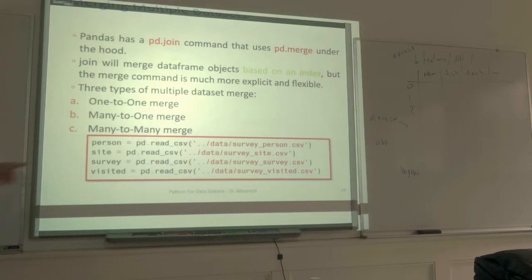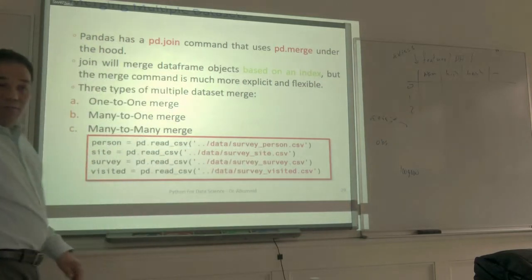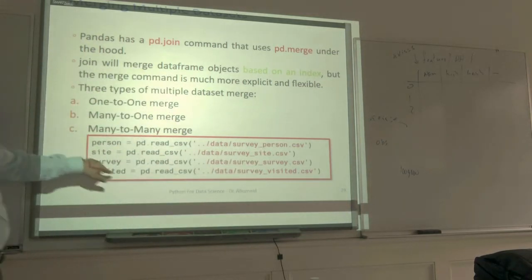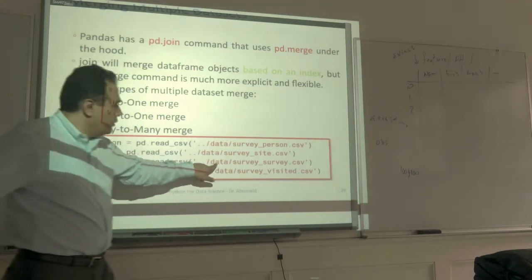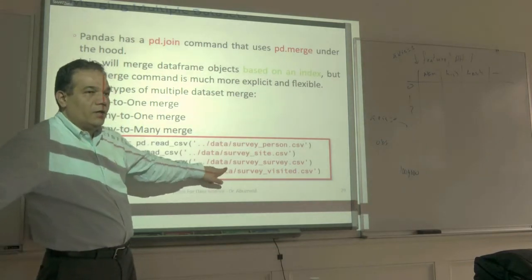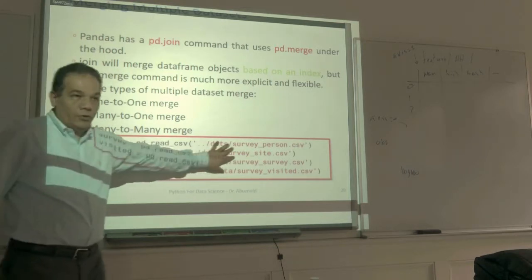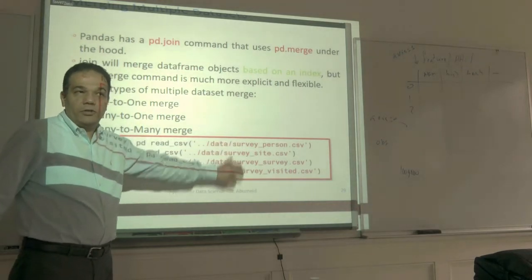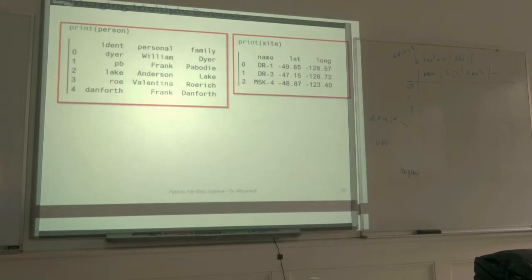So let's say that we have 4 data sets. The first one, person, we could load from the file. You have it, by the way. Site, we could load from this file, and survey from this file, and visited from this file. So how many data frames have I created? 4. They are ready for me in memory. The files are available for you in the shared drive in Canvas. You could use them.